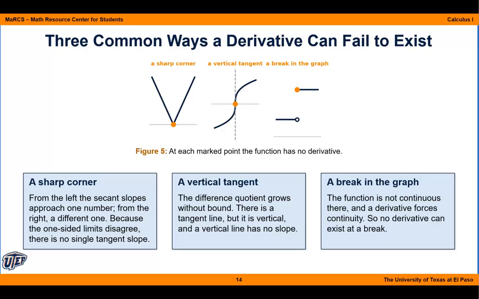At a break in the graph, the function is not continuous. Since differentiability requires continuity, a derivative cannot exist at the break. The first two graphs can be continuous at the marked point even though they are not differentiable there. The graph with a break is neither continuous nor differentiable at that point.